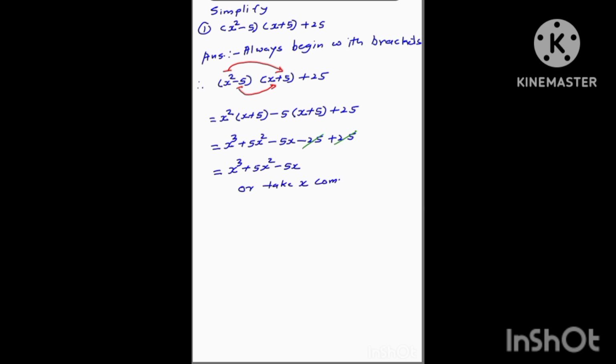But I am showing you by taking x common. So x into x² plus 5x minus 5. That's your answer. Okay, go ahead.